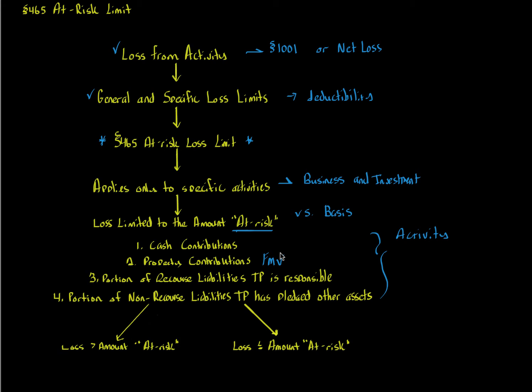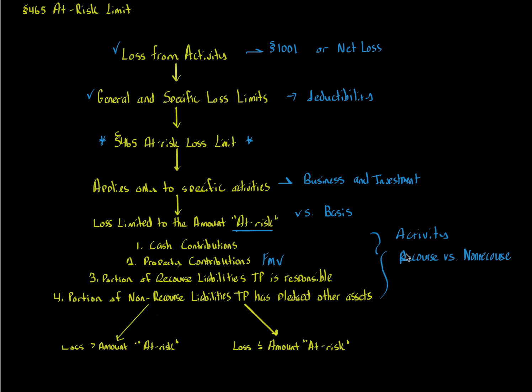Next is the portion of recourse liabilities the taxpayer is responsible for. So I want to talk to you about recourse versus non-recourse liabilities, and I'm going to do this over here next to this activity. It's very important to understand recourse versus non-recourse liabilities. Recourse liabilities are liabilities where the creditor-lender can go after the actual personal assets of the taxpayer that's responsible for the recourse liability. Versus non-recourse, that's not the case. Non-recourse, the creditor can only go after the amount that the taxpayer has invested in the business.